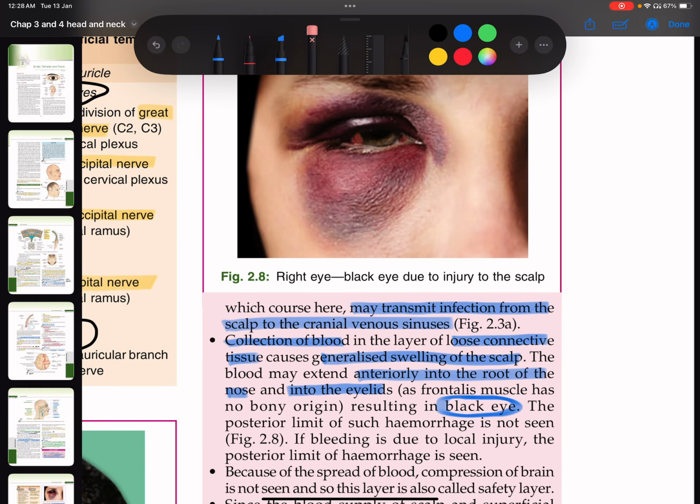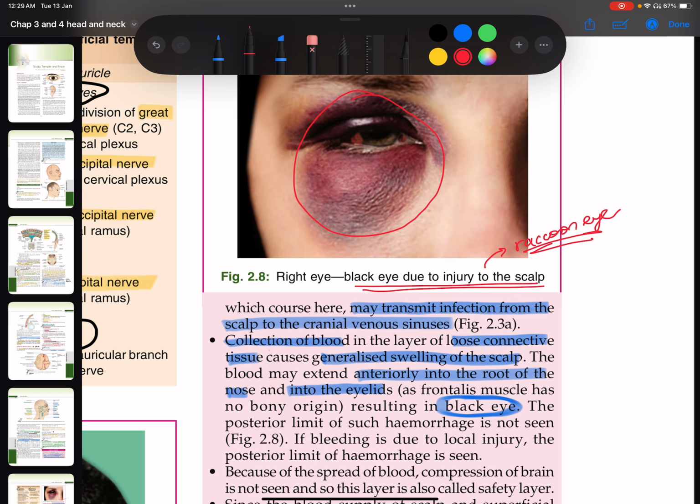Hi everyone, today we're talking about the black eye. There are two types of black eye. One is caused by a direct local injury to the eye area, and the other is probably caused by some injury to the head or the scalp. The black eye due to injury to the scalp is called raccoon eye, and I'll explain what happens exactly here.